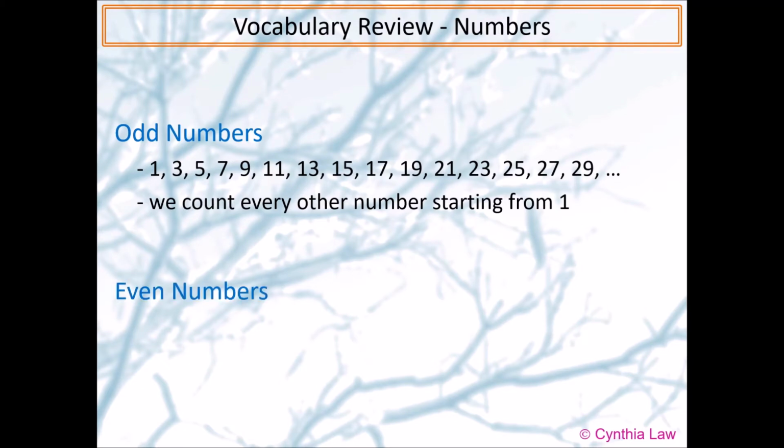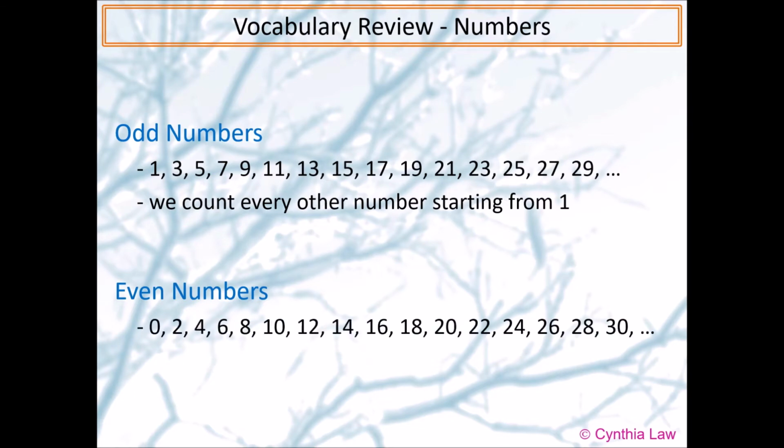Even numbers. We start from 0. We have 2, 4, 6, 8, 10, 12, 14, 16, 18, 20, 22, 24, 26, 28, 30, etc. We count every other number starting from 0.